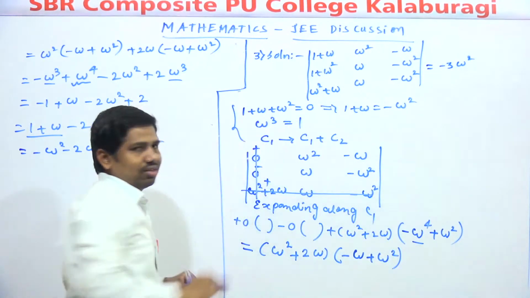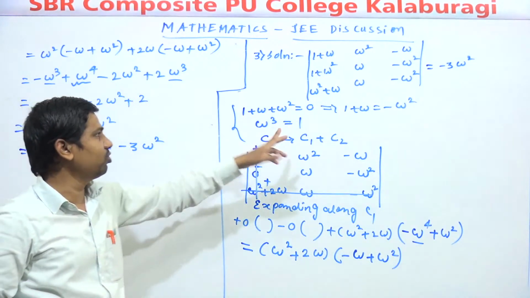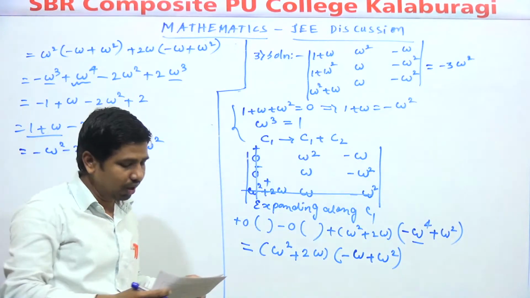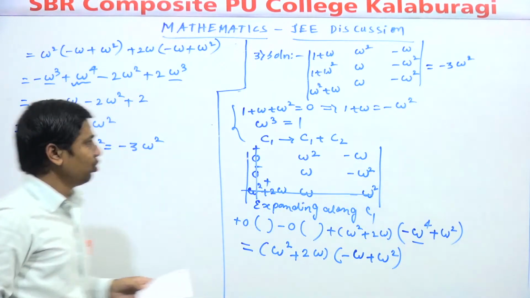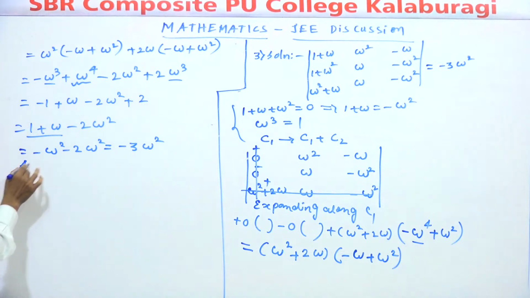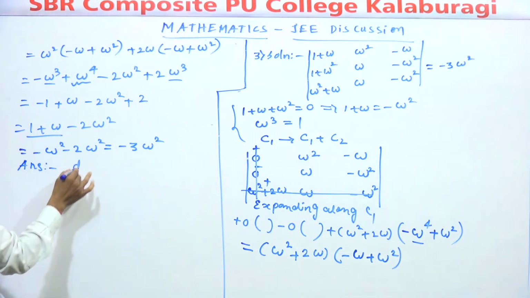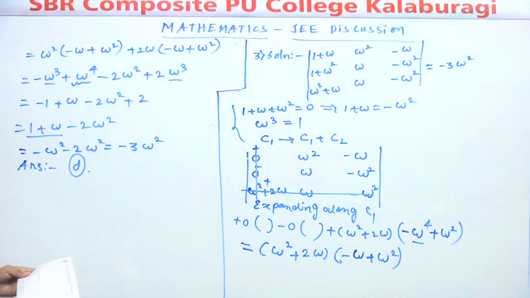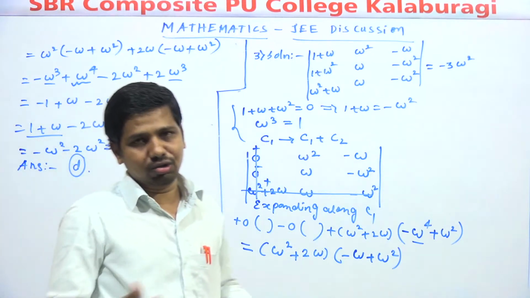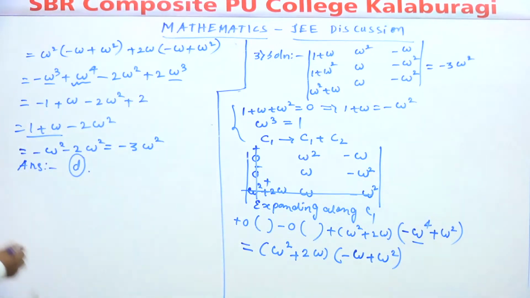Keeping in mind this result, 1 plus omega square is 0. Omega cube equal to 1. So which option is it? Fourth option, right? That is your answer B. So this was about the third question. Now let us go for the fourth question.